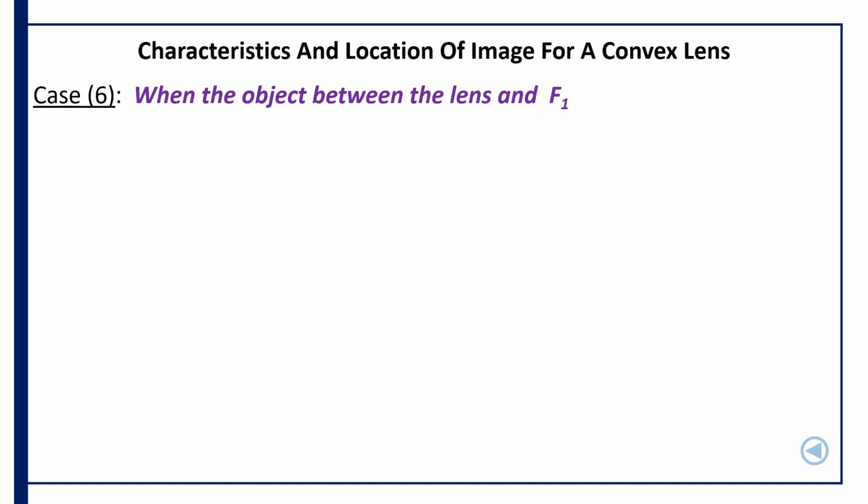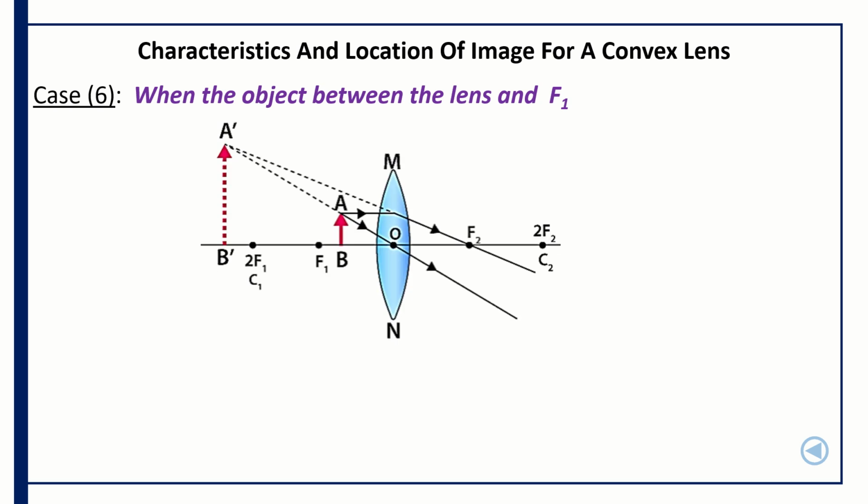Now when the object is between the lens and f1, or between the optical center of the lens and the focal point of the lens, what is happening? The parallel ray of light coming out from the object, in this case the object is here between f1 and the optical center, is passing through f2, and the ray which is passing through the optical center is passing undeviated. But they are going away from each other.